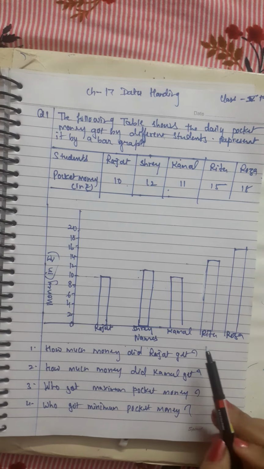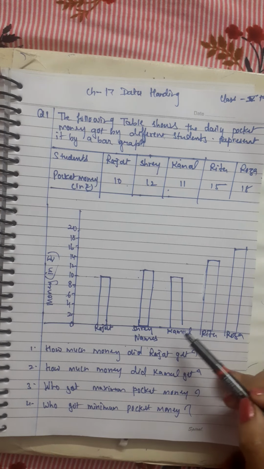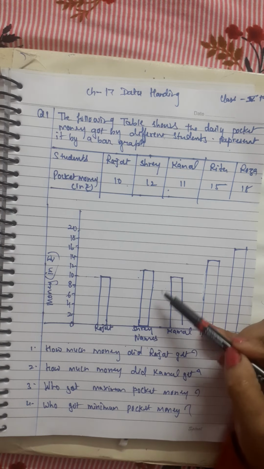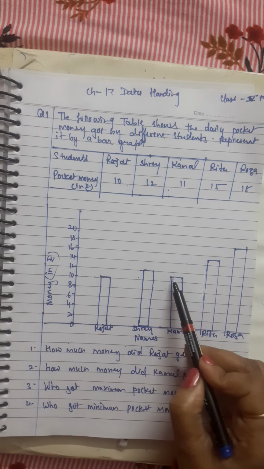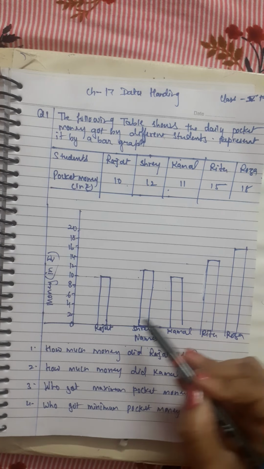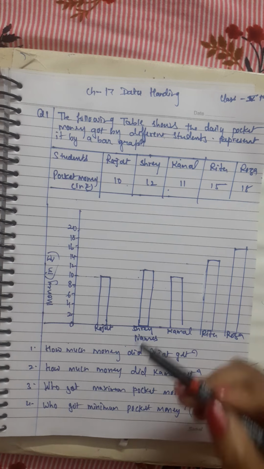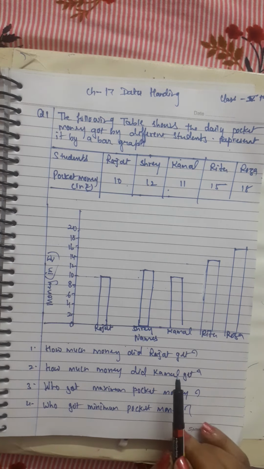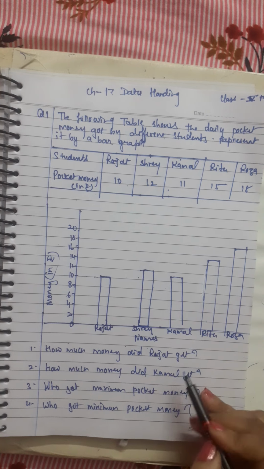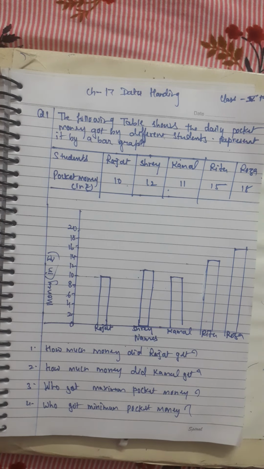Kamal got 11 rupees, so we will draw the bar in between 10 and 11. Exactly, this is showing 11. 10 और 11 के बीच में, because we are not writing in difference of 1, so 11 यहाँ पर नहीं है. So we will draw in between 10 and 11, and this is showing rupees 11.